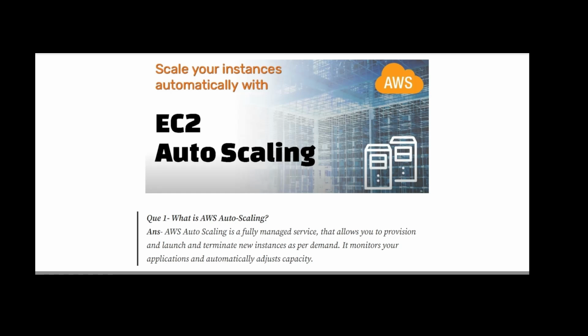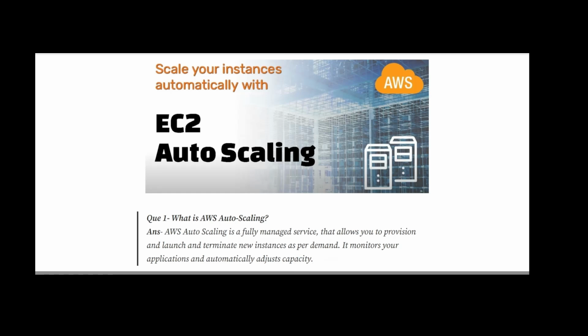Question number 1. What is AWS Auto Scaling? AWS Auto Scaling is a fully managed service that allows you to provision, launch, and terminate new instances as per demand. It monitors your application and automatically adjusts capacity to maintain steady, predictable performance at the lowest possible cost. Using AWS Auto Scaling, it is easy to set up application scaling for multiple resources across multiple services in minutes.